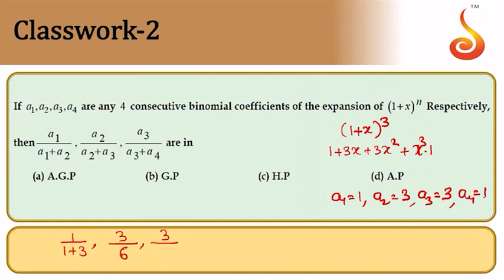So if we substitute here, we get 1 by (1 plus 3), A2 is 3, 3 by (A2 plus A3), A2 plus A3 will give you 6, and A3 is 3, A3 plus A4 will give you 4. So what we are getting? 1 by 4, 1 by 2, 3 by 4. So it obviously forms an AP series.